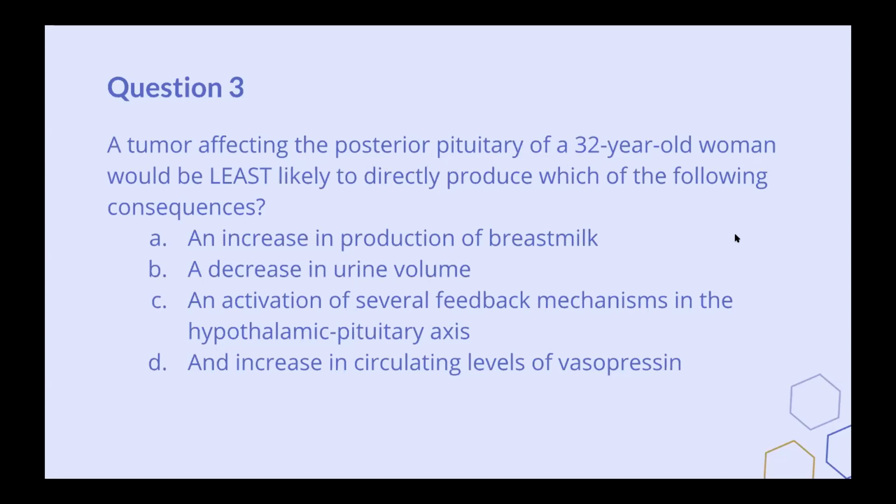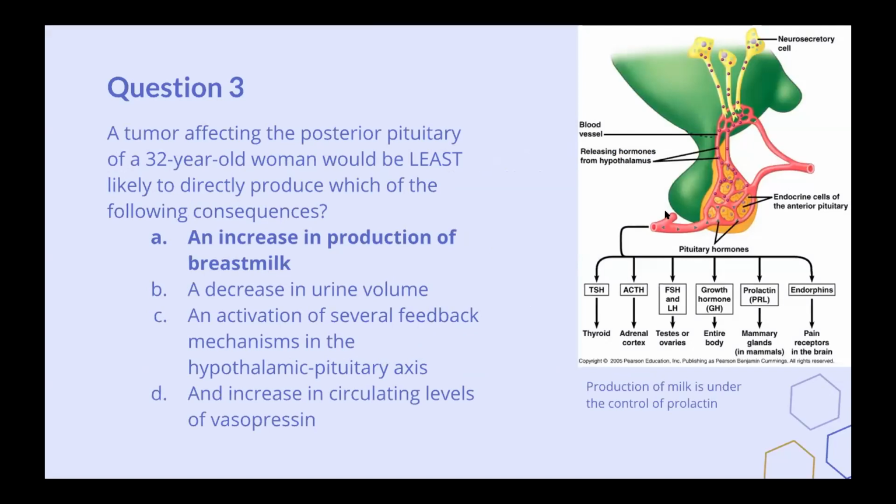Yeah, so you're correct that A is the right answer. And you are right that the posterior pituitary does produce oxytocin and vasopressin, but lactogenesis, which is the production of breast milk, is mediated by the hormone prolactin, which is produced by the anterior pituitary gland, not the posterior pituitary. So oxytocin does play a role, but it plays a role in the secretion of breast milk, not in the production of it.